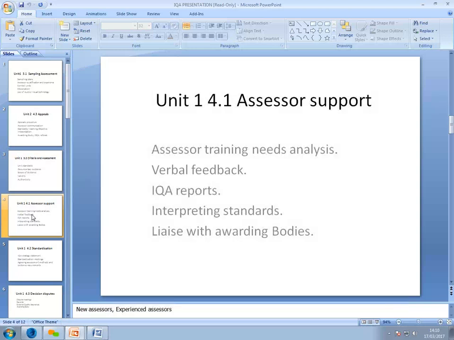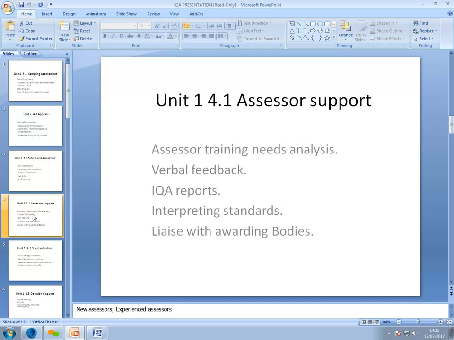Assessor support. Usually, when assessors start to become assessors, a training needs analysis, or TNA, will be done by the IQA in conjunction with the manager of the section and determine what specific training or further training assessors need. That can be given verbally, or it can be given as a written record, kept and signed off when you've completed a certain part of the training.